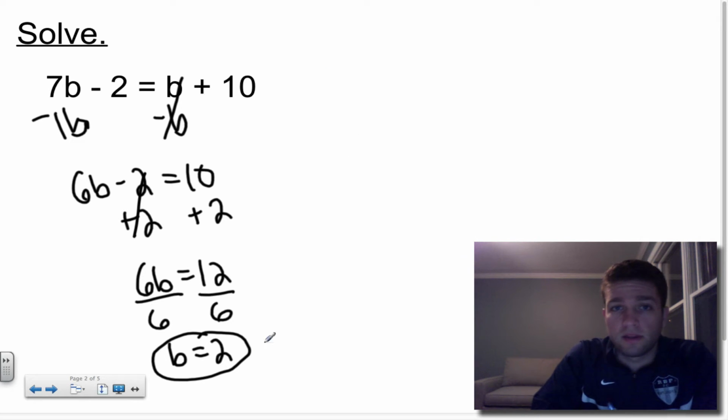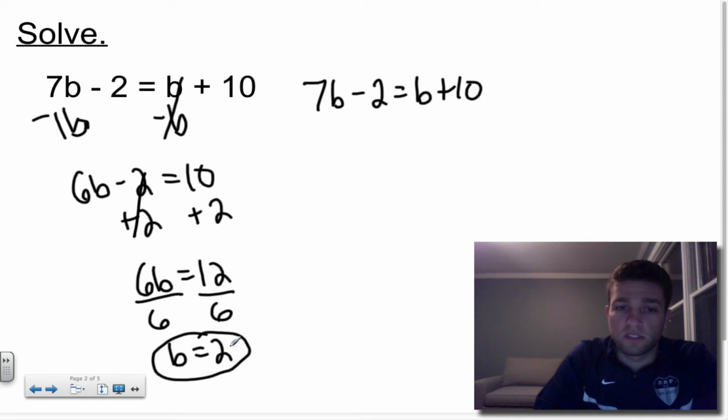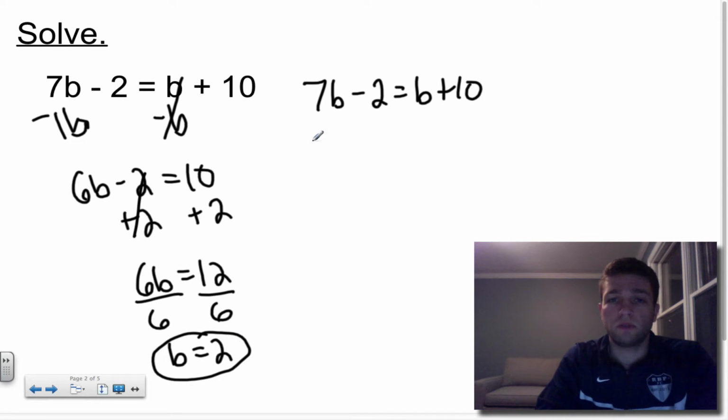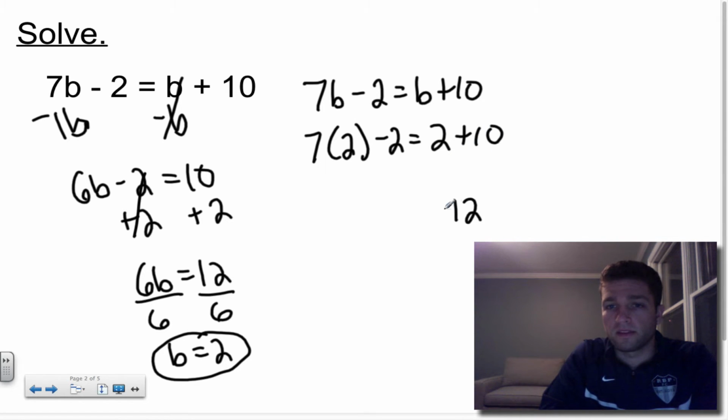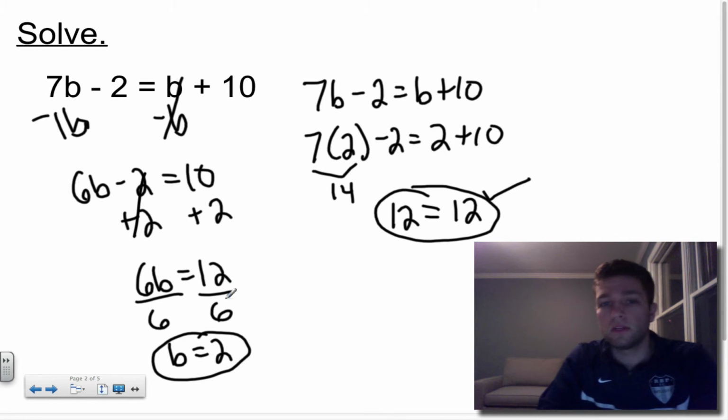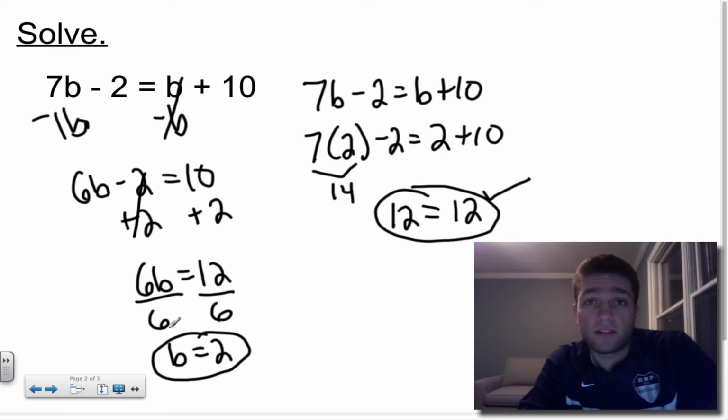And remember, I'm going to double check just to make sure my work makes sense. So I'm going to substitute my answer, b equals 2, into the original. So b equals 2. Well, obviously this side, 2 plus 10, is going to be equal to 12. And then here I've got 7 times 2 is 14, and 14 minus 2 is 12. Both sides are equal, meaning my solution works, and that's all there is to this.